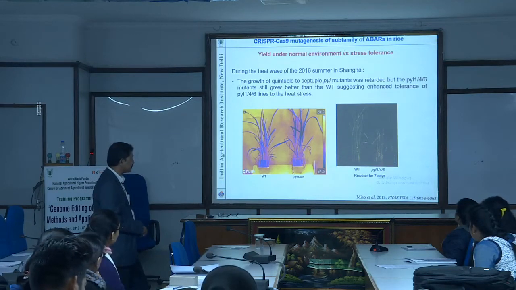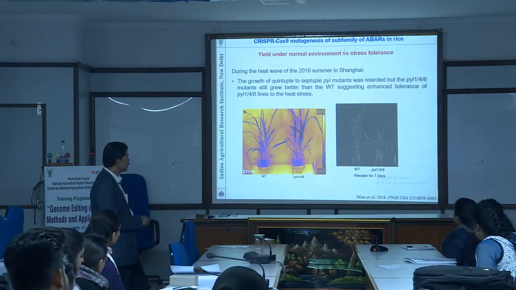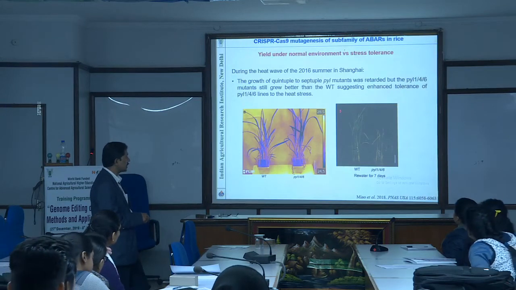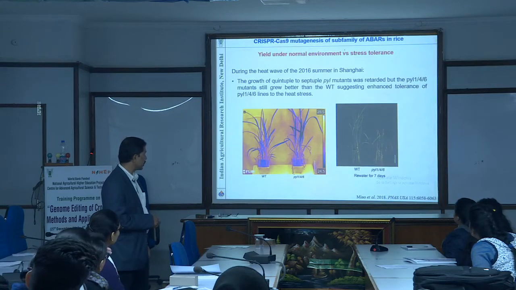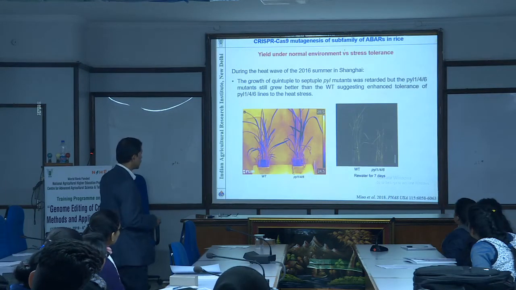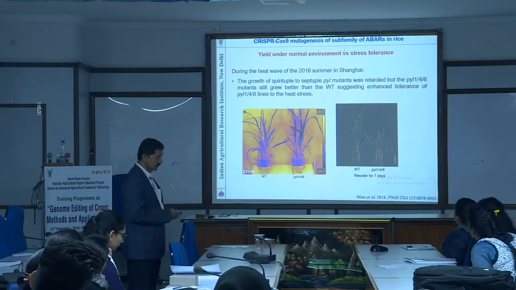However, if you are subjecting them to any kind of water stress, these plants are going to die. So this study shows that although mutagenizing the ABA receptor can be one approach to enhance the yield under normal condition, if there is any stress, then it is going to be disastrous.